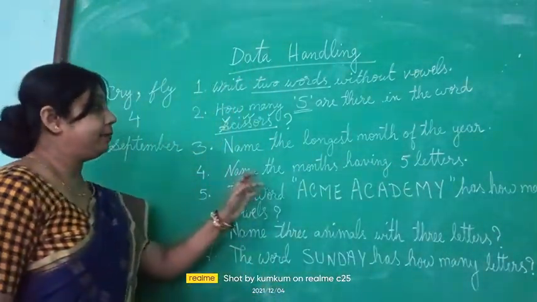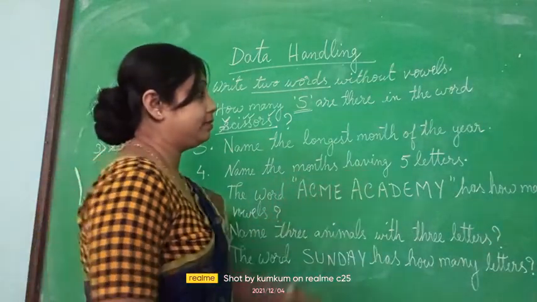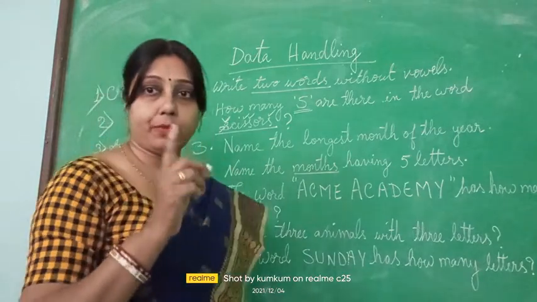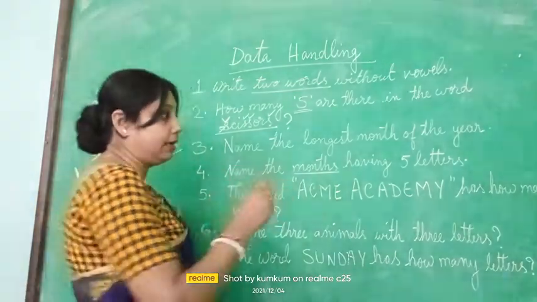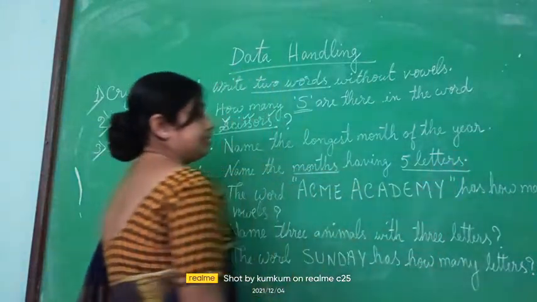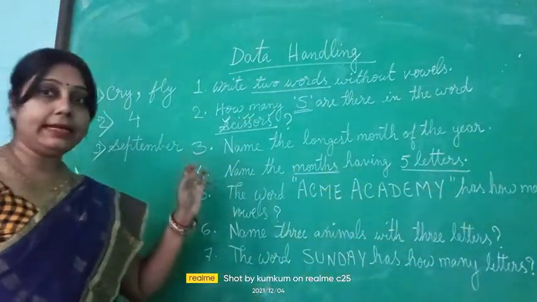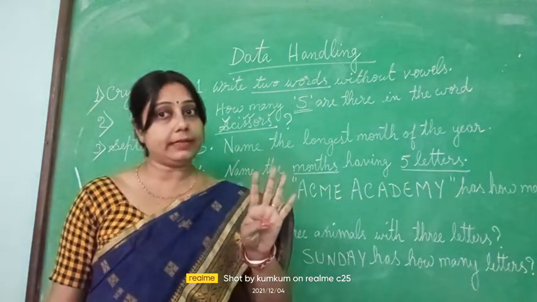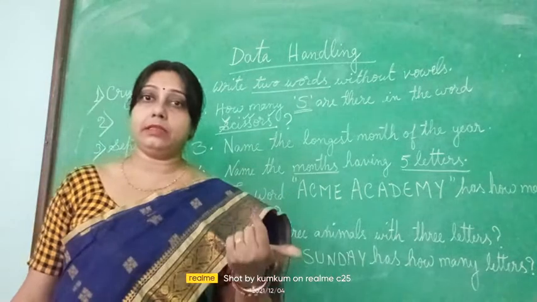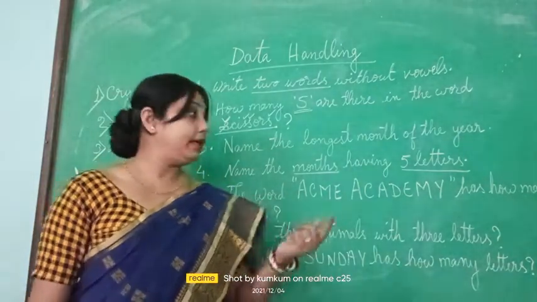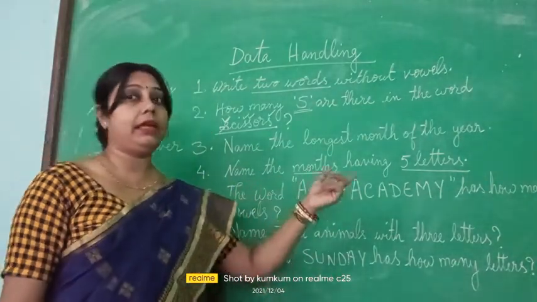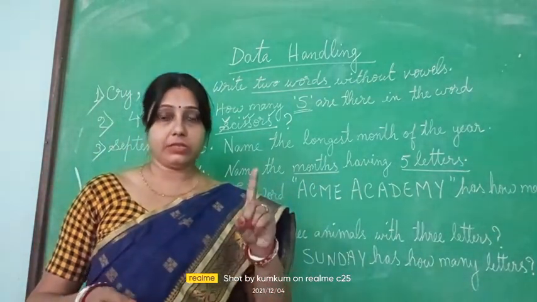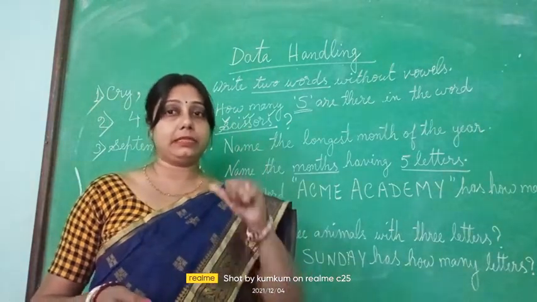Number 4. Name the months having 5 letters. Months, that means more than 1. The answer there will be more than 1 because it is months having 5 letters. See, like September has 9 letters. June, J-U-N-E, June, so it has 4 letters. Now you may be asked, name the month having 4 letters. Here you are asked, name the months having 5 letters. So which are the months having 5 letters? March and April.